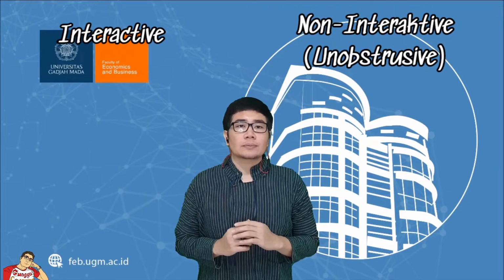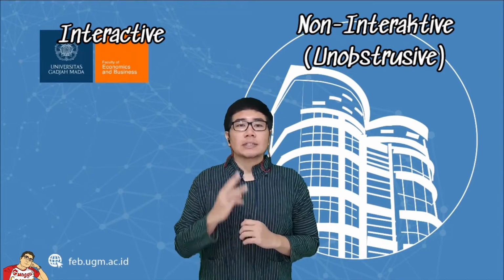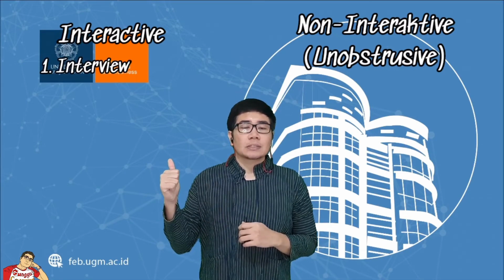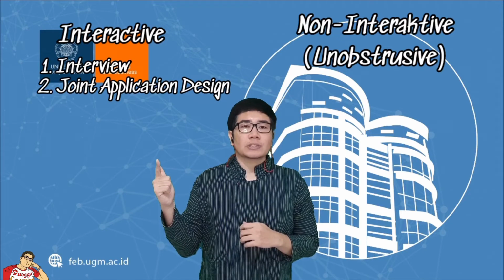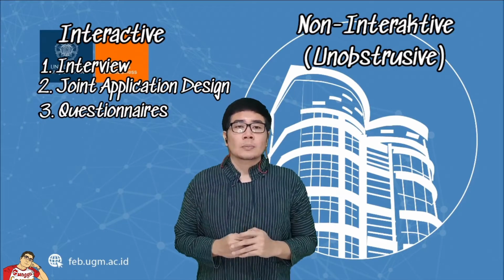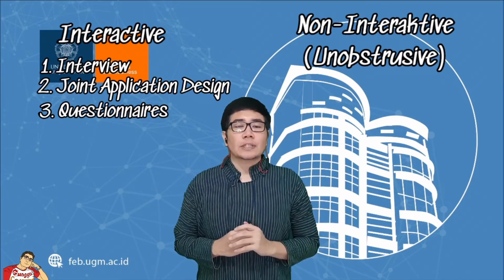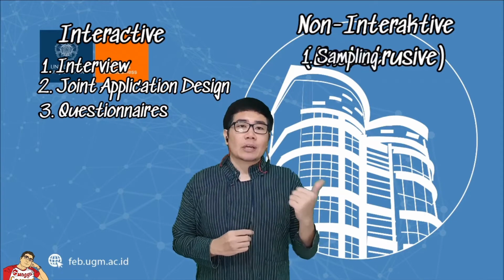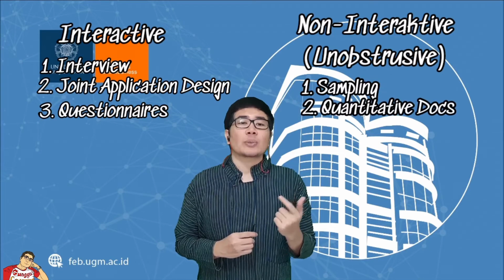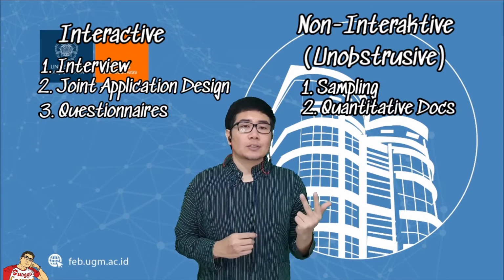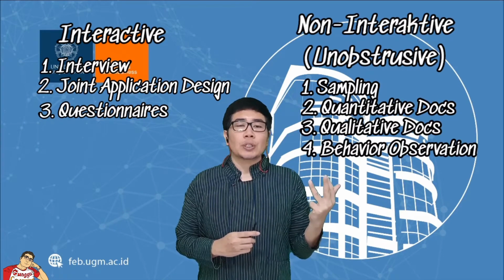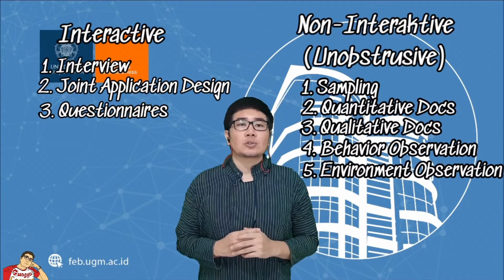The interactive method consists of three main types of methods. The first method is the interview, and the second is joint application design. The last one is questionnaires. Whereas the non-interactive methods consist of five main methods, which are first, sampling. The second is quantitative document analysis. The third one is qualitative document analysis. Fourth is behavioral observation, and last is the observation of the environment.